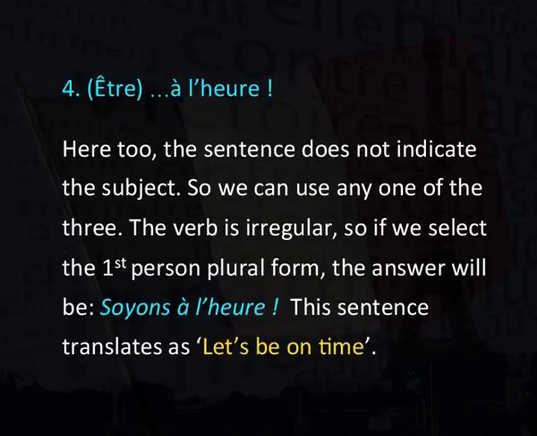Être à l'heure. Here too, the sentence does not indicate the subject, so we can use any of the three. The verb is irregular, so if we select the first person plural form, the answer would be soyons à l'heure. This sentence translates as let's be on time.